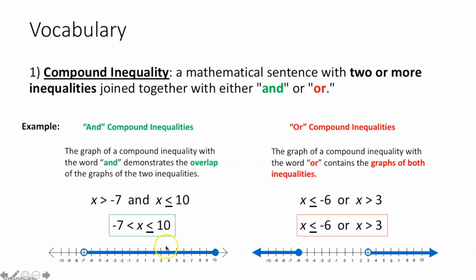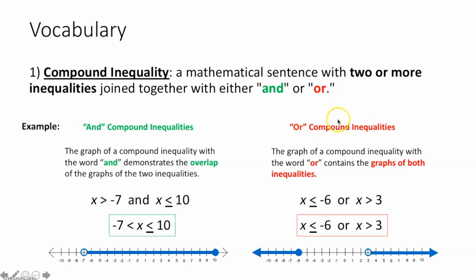Now again, in "and" compound inequalities, we're looking for the overlap or the intersection. So when we graph it, we look at each of the endpoints separately. At -7, there's no equal sign. Therefore, we're going to put an open circle at -7. At 10, there is an equal sign. So we're going to put a closed circle at 10. And because we're looking for the overlap, we shade everything in between. That's an "and" compound inequality.